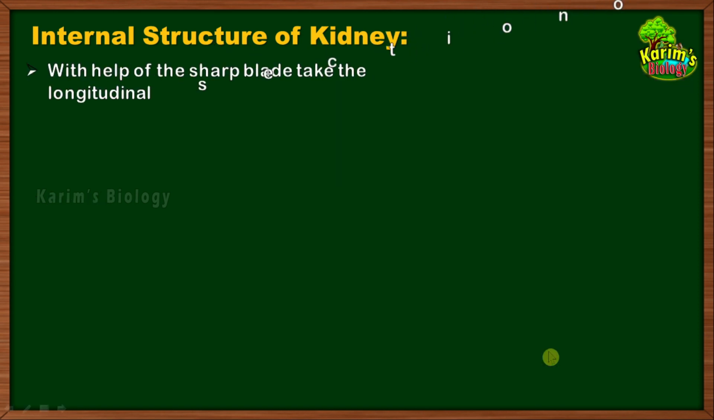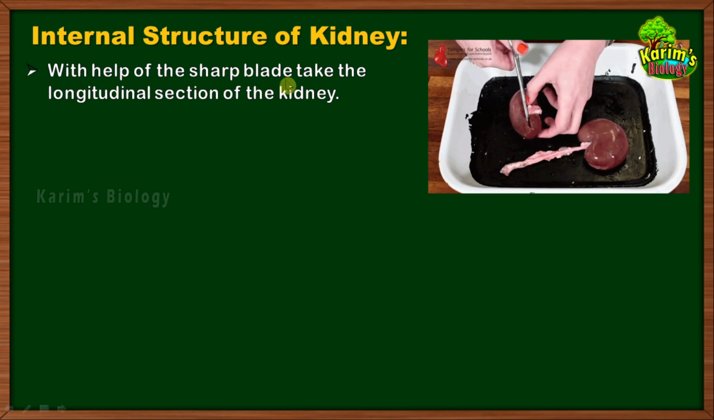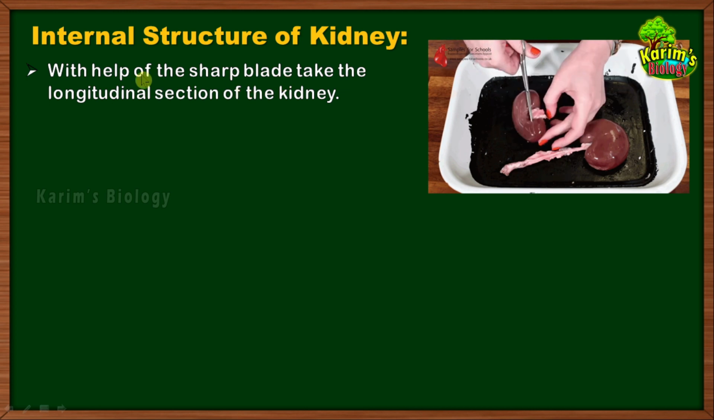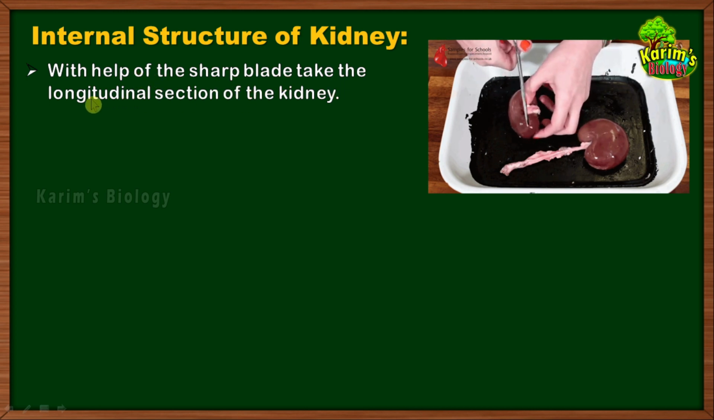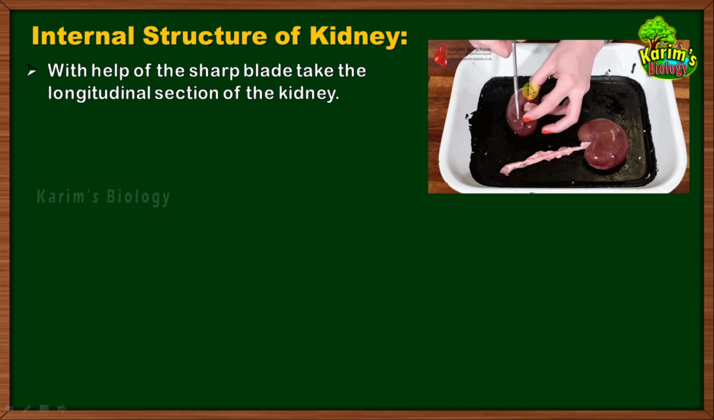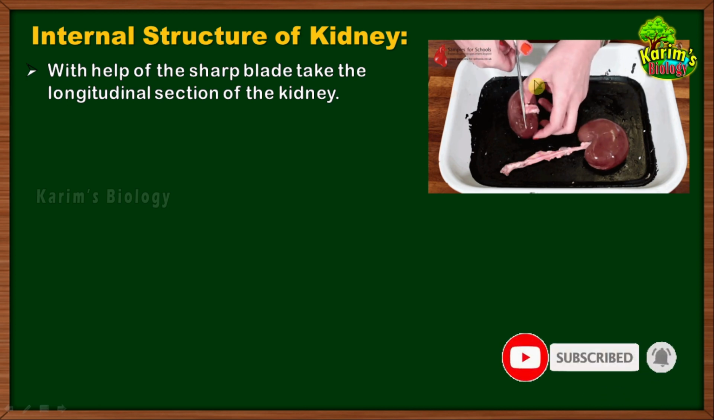Now let us come to the longitudinal section. How to take the longitudinal section? Longitudinal section means cutting the kidney vertically. With the help of a sharp blade, as I told you, a blade or surgical blade, or if it is not available, scissors, take the longitudinal section of the kidney. You can see how the longitudinal section is taken. This is how the kidney is cut with the help of a knife or scissors longitudinally.